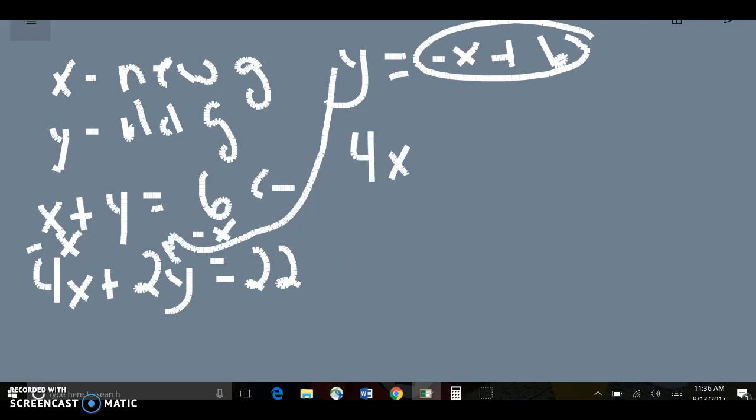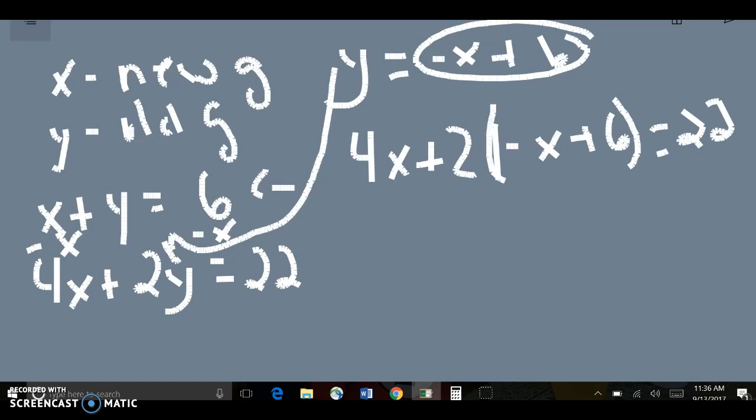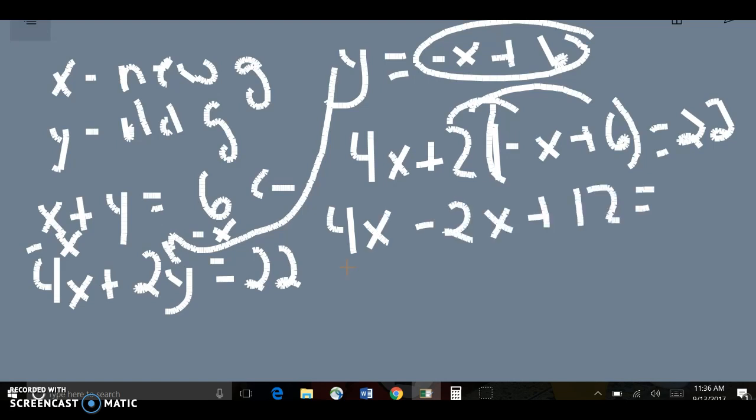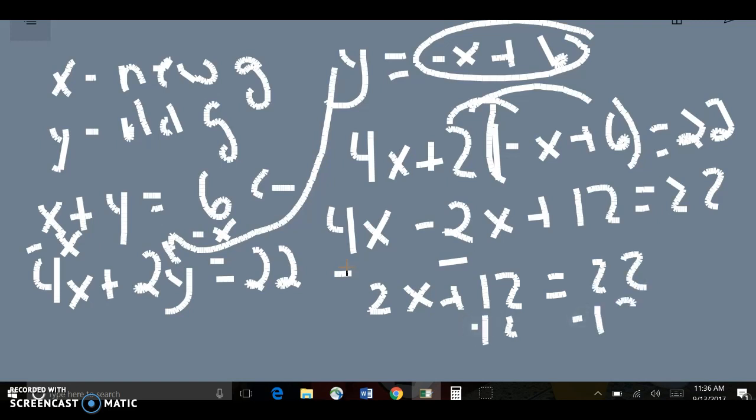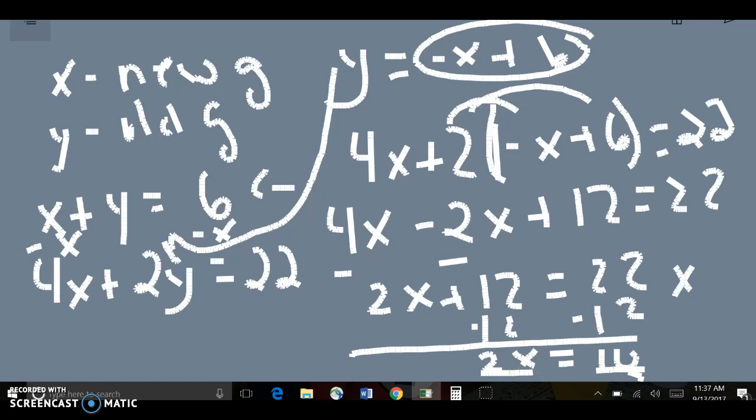So I get 4x plus 2 times negative x plus 6 equals 22. All right, so I'm going to distribute, and I get 4x minus 2x plus 12 equals 22. Combine my like terms, I get 2x plus 12 equals 22. Subtract 12 from both sides, and I get 2x equals 10. Running out of space, divide both sides by 2, and I get x equals 5. 5 stands for my new games.